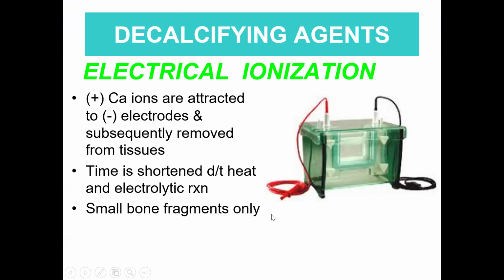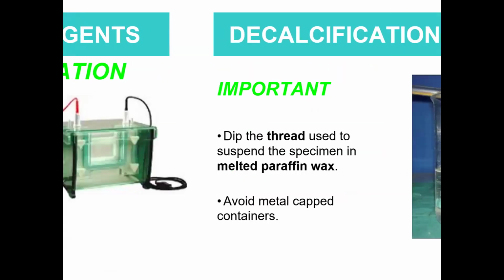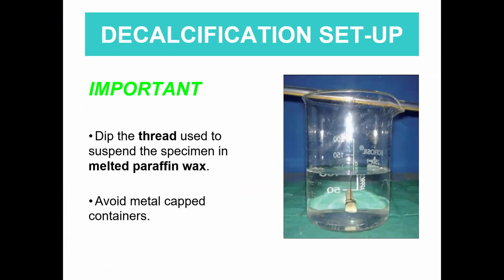Here are the negative electrodes. They attract the positive ions because your calcium is a positive ion, removing the calcium from your specimen. Time is shortened due to heat and the electrolytic reaction, and this is used for small bone fragments. Important setup: dip the thread used to suspend the specimen in melted paraffin wax and avoid metal-capped containers.